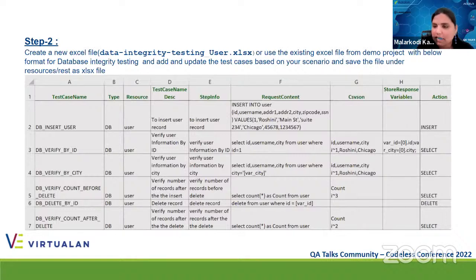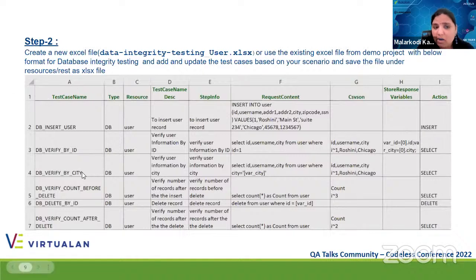This is for database integrity testing. I am just doing some CRUD operations with the database. If you see the second row, I am using this for inserting a particular record. I am using a very simple example so everyone can understand. I have one table, the user table, and in that I will be inserting one row with some values.